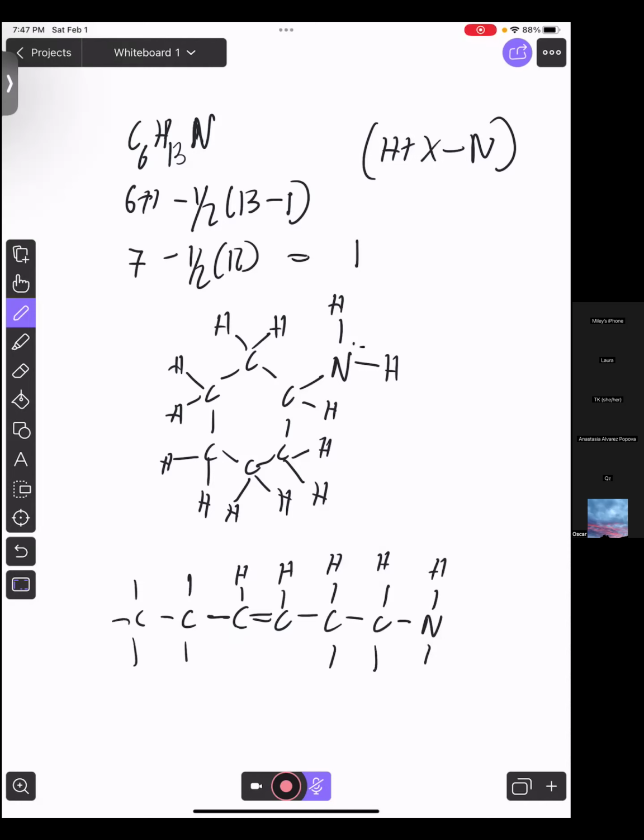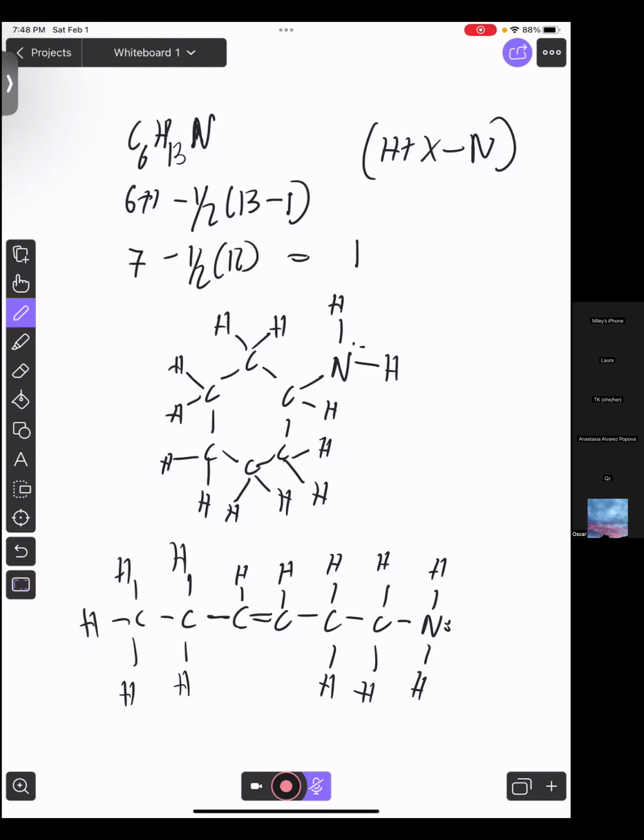Hydrogen, hydrogen, hydrogen, hydrogen, hydrogen, hydrogen, hydrogen, hydrogen. And that should be 13. And nitrogen needs to have 8, so it has a lone pair, okay? And so this is a molecule that would satisfy this formula.